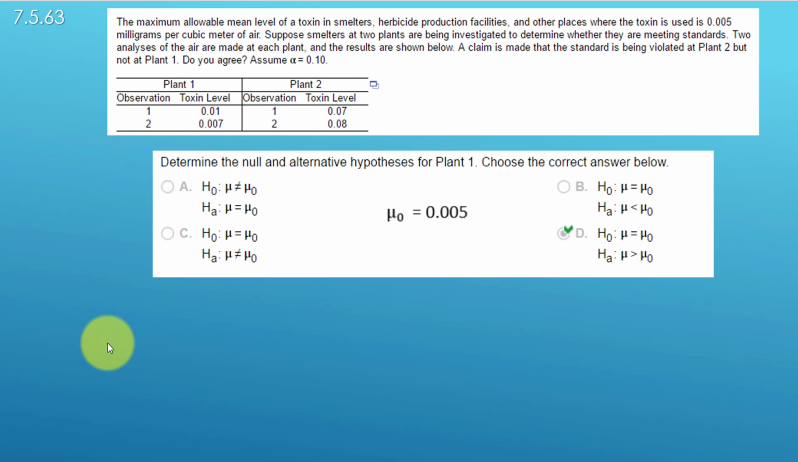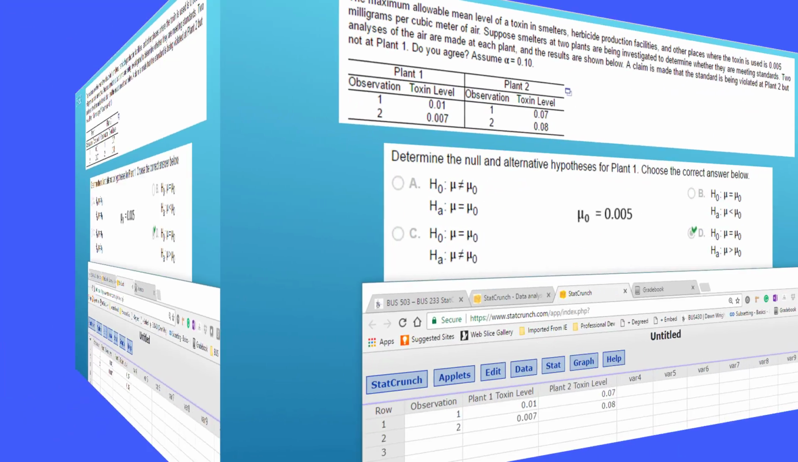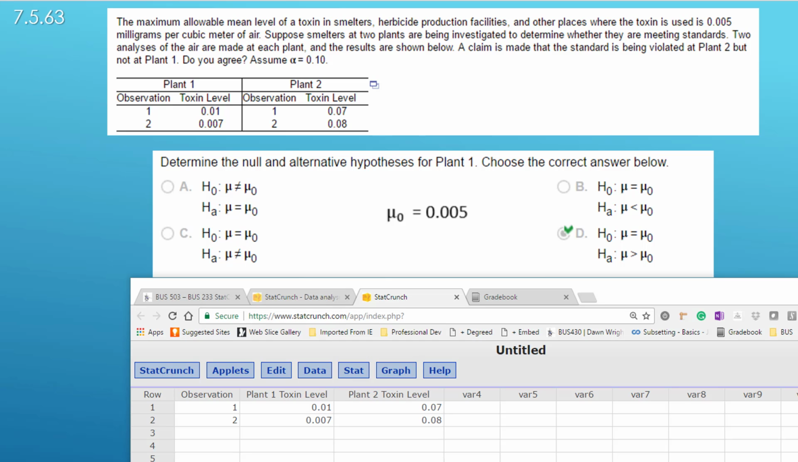The first thing we need to do is to determine the null and the alternative hypotheses for both plants. For plant one, and I think also for plant two, the null and the alternatives would be similar. And we're saying that, again, the null is always no difference, or in this case, that the mean from plant one toxin level is equal to or less than 0.005, and the alternative is that the mean is greater than 0.005.